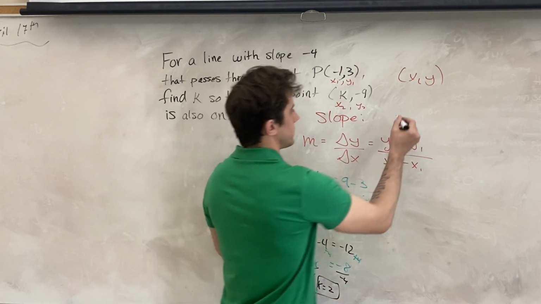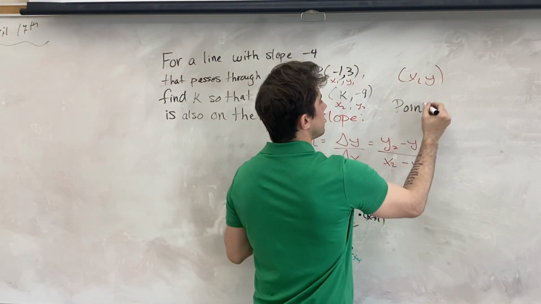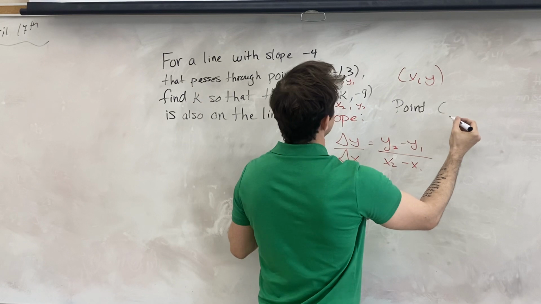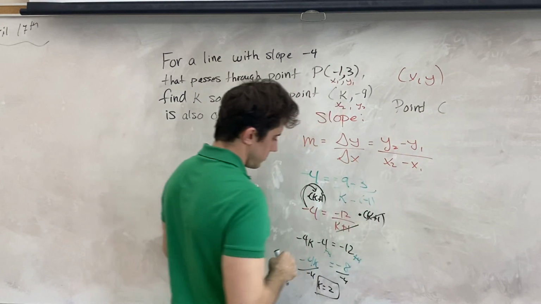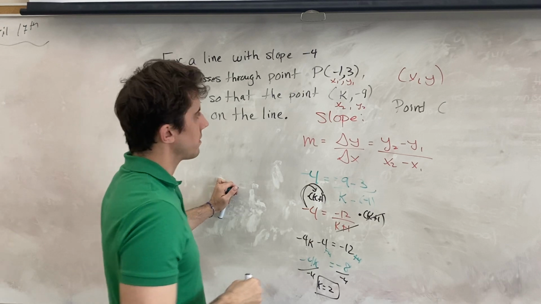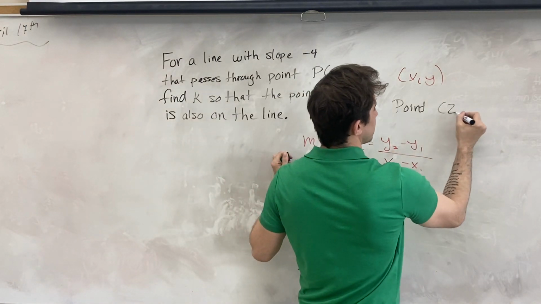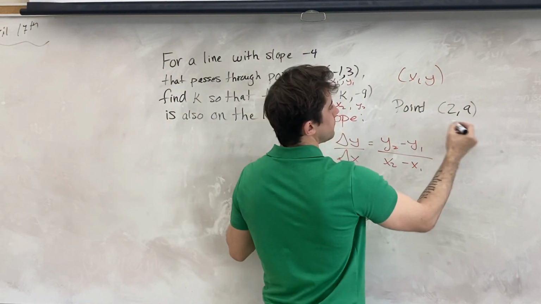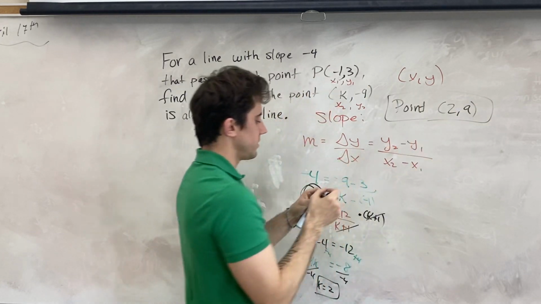And so we get the point. Is that right? Yeah, that makes sense. We'll get the point (2, -9). That's the point we were looking for.